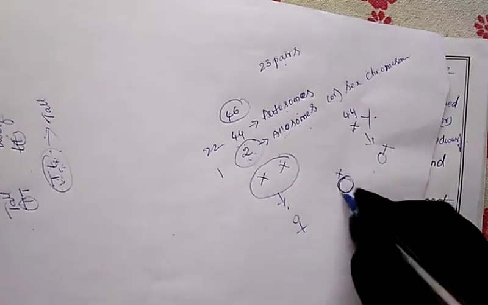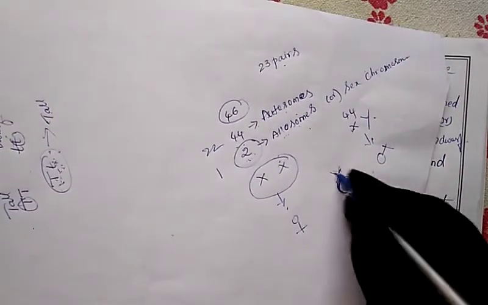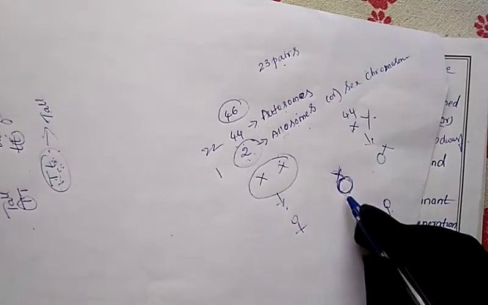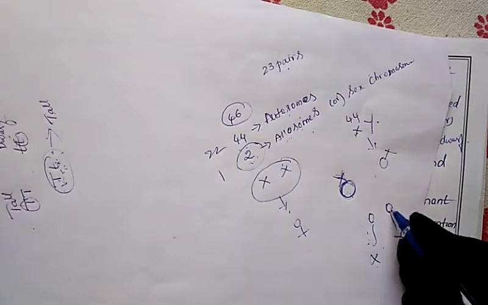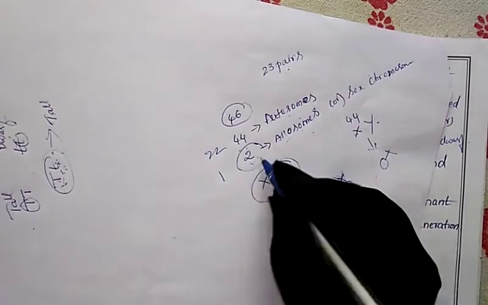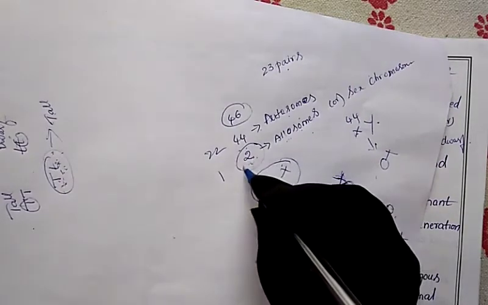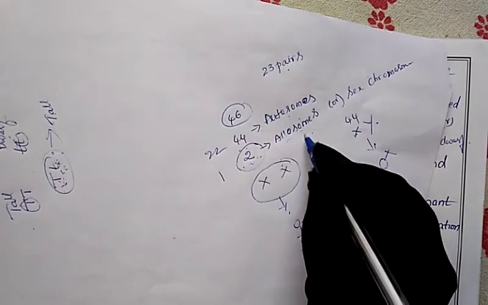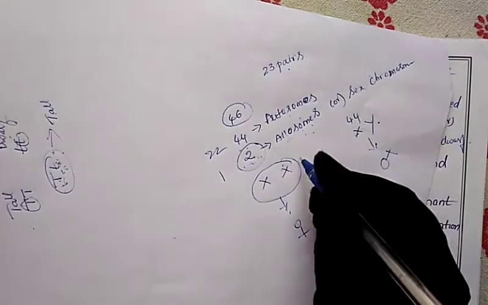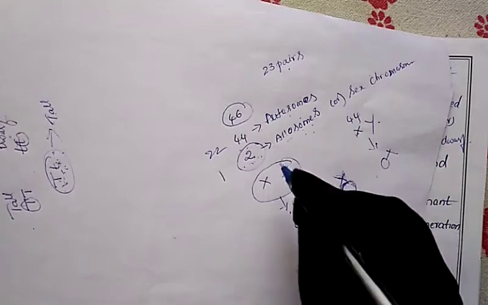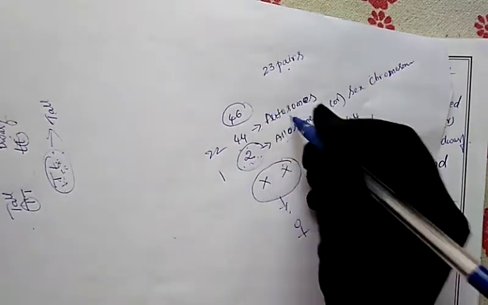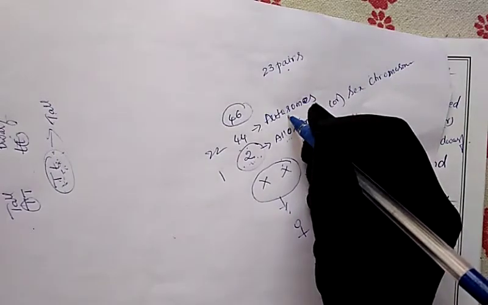In the egg, only the X chromosome is present. If an X sperm fuses with it, the baby will be born as a female. If a Y sperm fuses with the egg, the baby will be born as a male. So the 45th and 46th chromosomes are the allosomes, or sex chromosomes, which determine the sex of an individual, whether it is born male or female. Whereas the autosomes carry the characters present in our body.